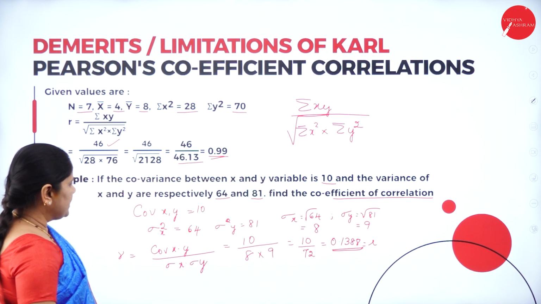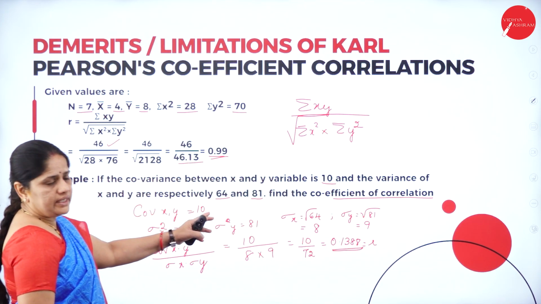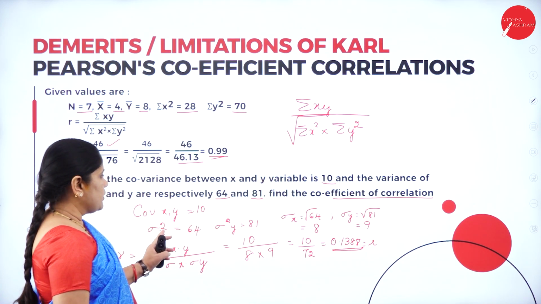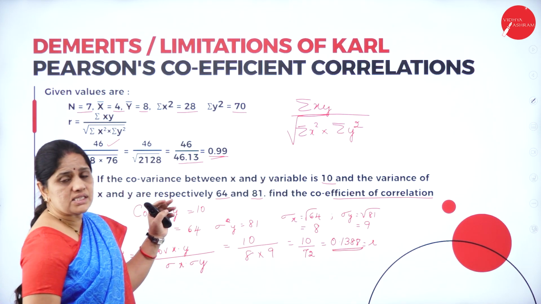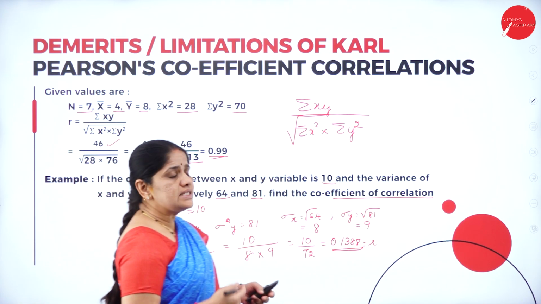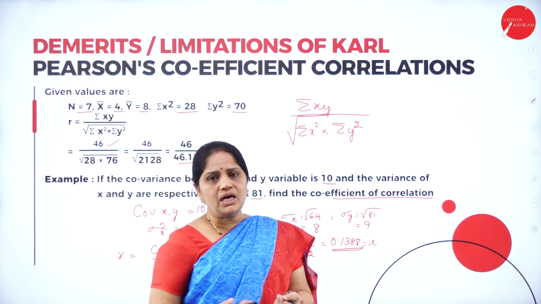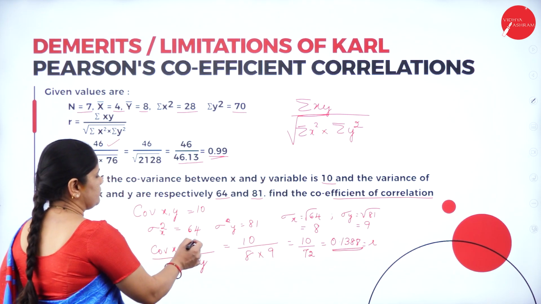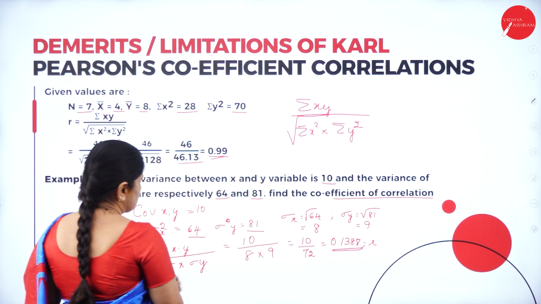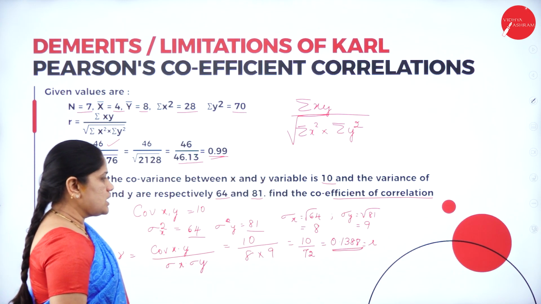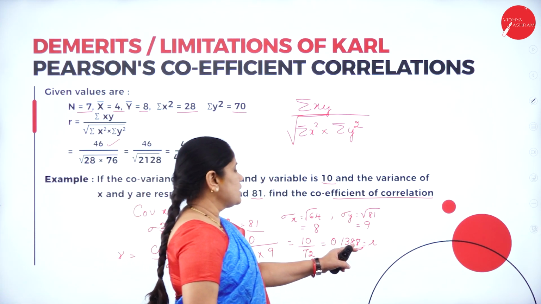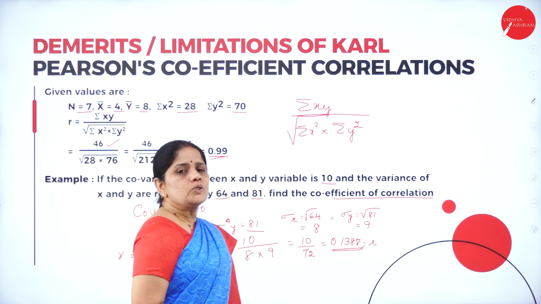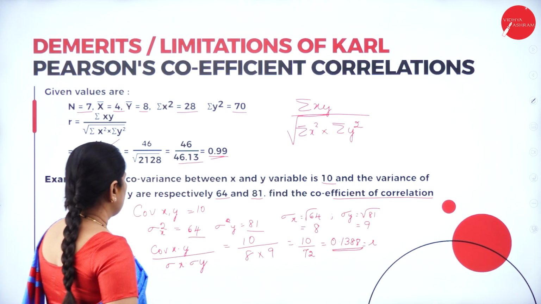So, very simple. They have given us the covariance here, and they have also given us the variance. What is variance? Variance is nothing but standard deviation the whole square. So, the standard deviation the whole square of x is 64, y is 81. I just substituted the values and got the answer as 0.1388. So, this is the correlation coefficient.